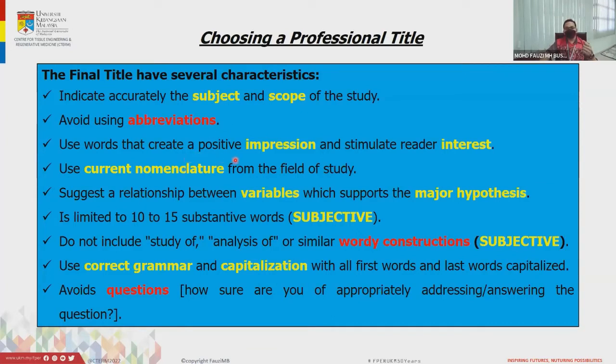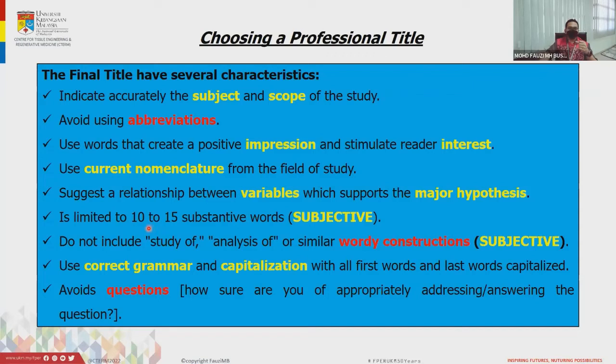Use words that create a positive impression and stimulate reader interest. This depends on how creative you are, to draw new readers or newcomers to read through your whole manuscript when they glance at your title. Use current nomenclature from the field. Only you know which terms, or what we call keywords or key points, are best for your study. We really suggest you show the relationship between variables and support the major hypothesis in the title. I will show you later on how to do that.